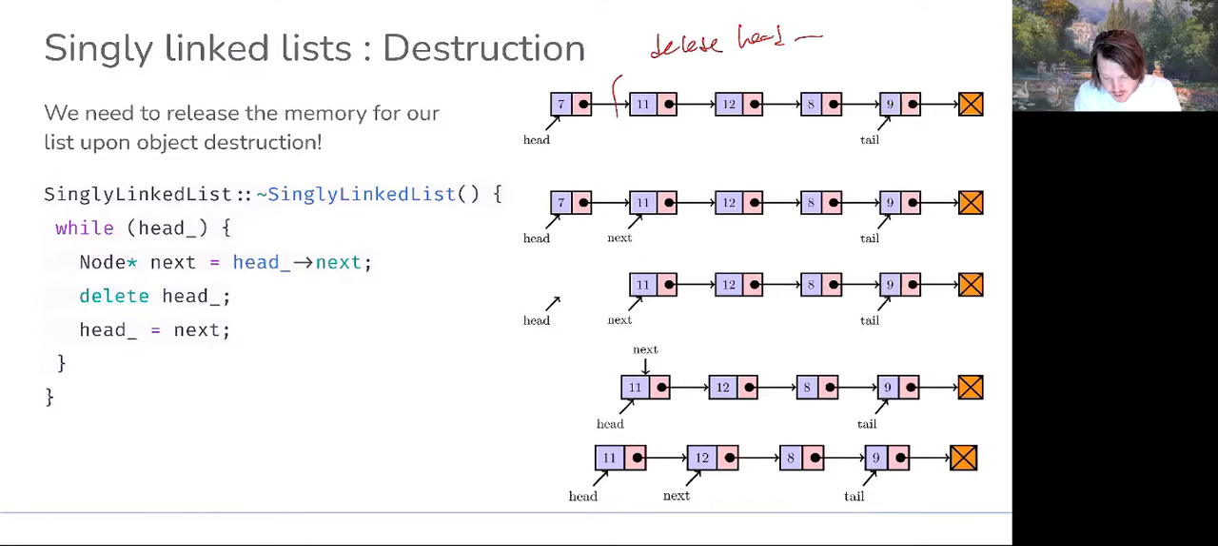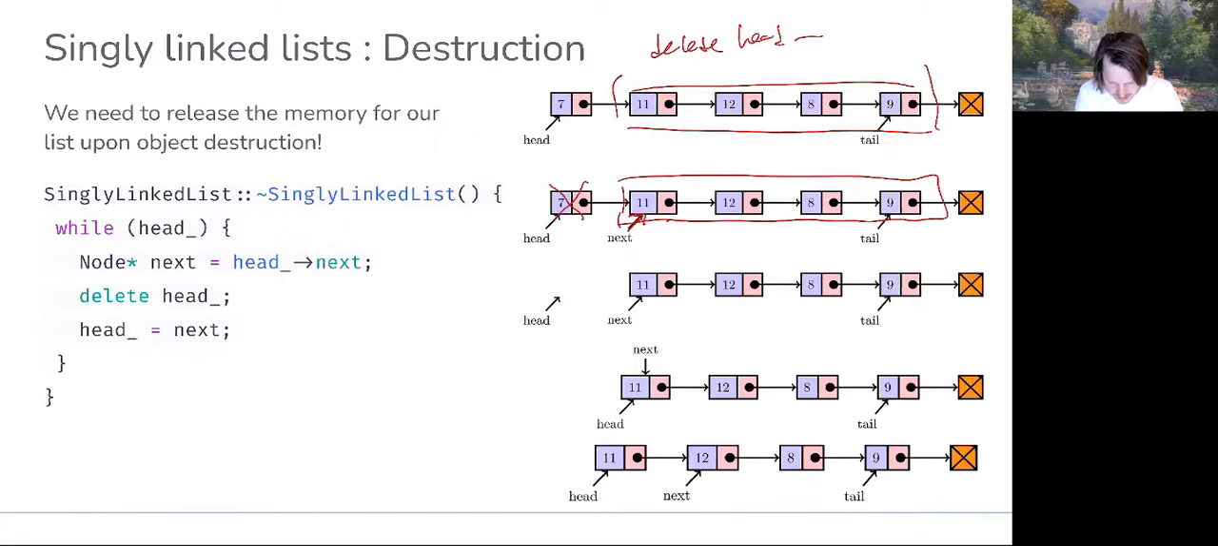In order to preserve that portion of the linked list, we'll initialize a next pointer to head's next. So at this point, we have all of this preserved. We can call delete on head, which will effectively have wiped out that node. Its memory would have been deallocated. And at this point, we still have access to the remaining nodes in the sequence. We will move head forward one. So at this point, head and next will be pointing to the same element.